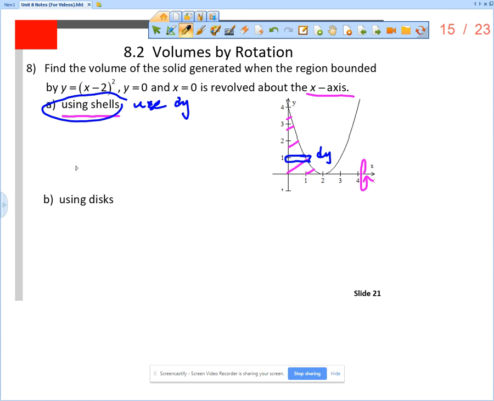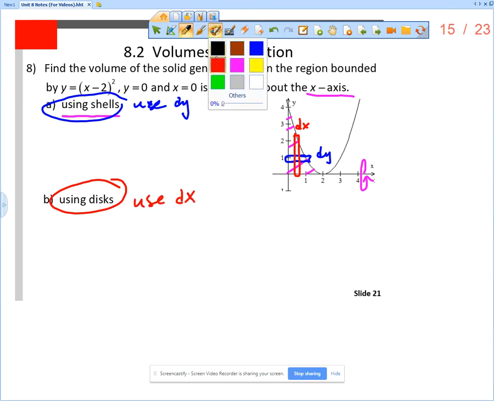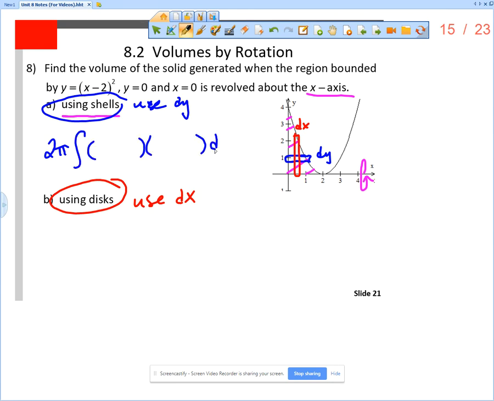Which means when I'm going to do part B, right, we'll use a different color there, I'm going to have a rectangle that is perpendicular, so that's going to be a dx. So write yourself a note there, use dx, all right? So let's go ahead and do the shell method first. All right, so shell method says 2 pi times the integral of radius times height with respect to y, all right? Disk method, okay? Disk method would be pi times the integral of radius squared with respect to x, right?